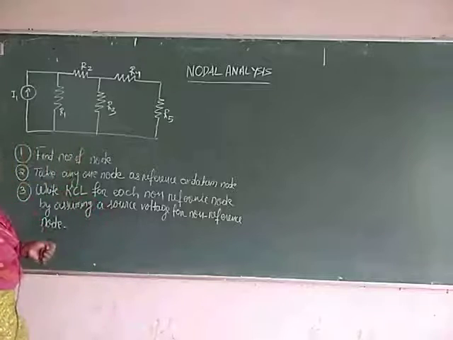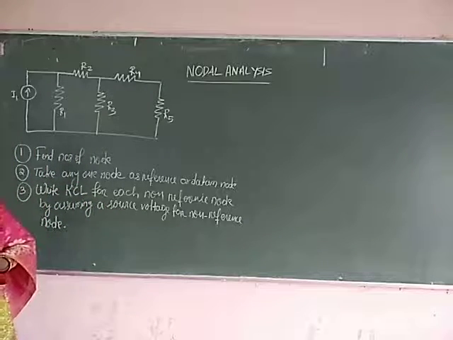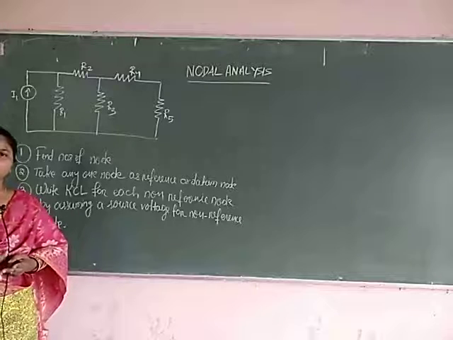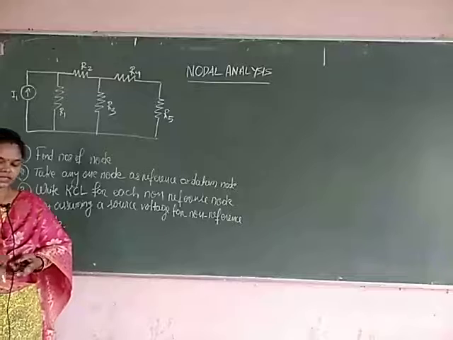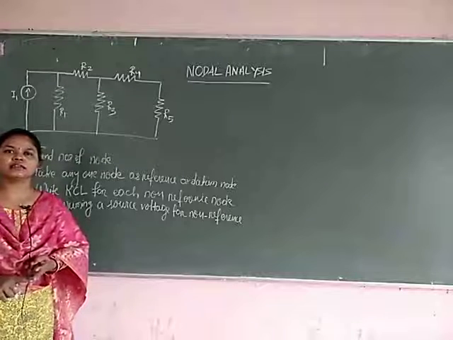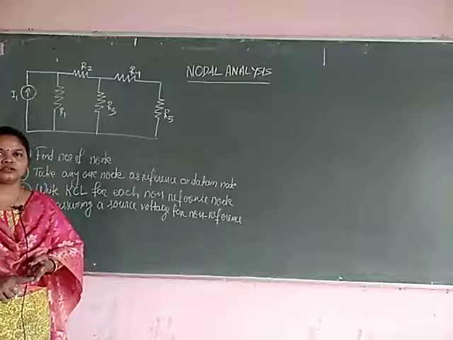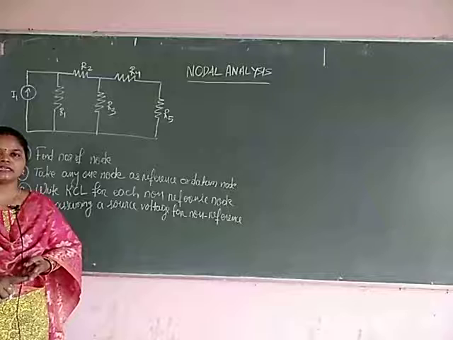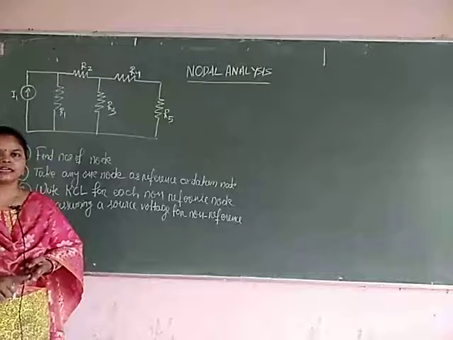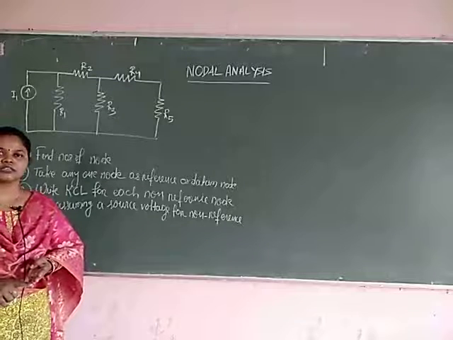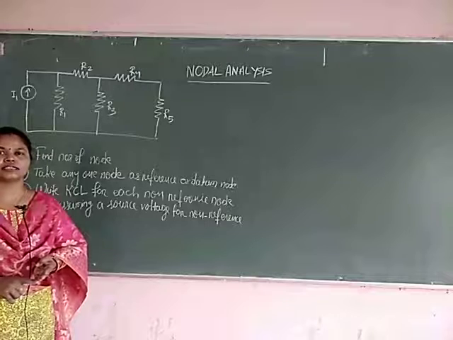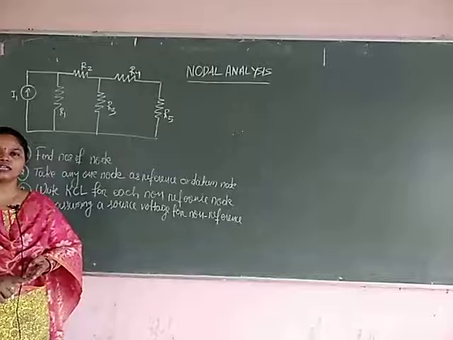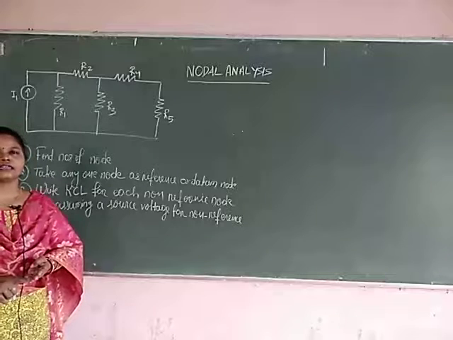Again I repeat the procedure. First you find how many number of node are there in the given circuit. Second thing, you assume one node as a reference node. Then third, you assign voltage for each non-reference node and write KCL equation by assuming it as a source node. Then fourth, either by cancellation method or matrix method, you find circuit parameter like current through any branch or voltage across any element in the circuit.